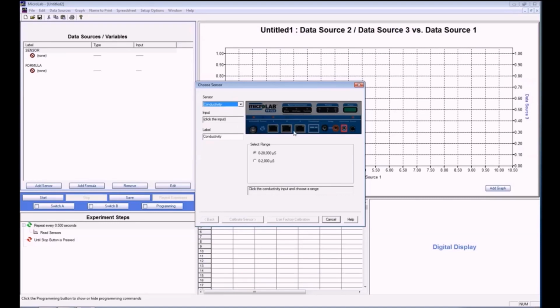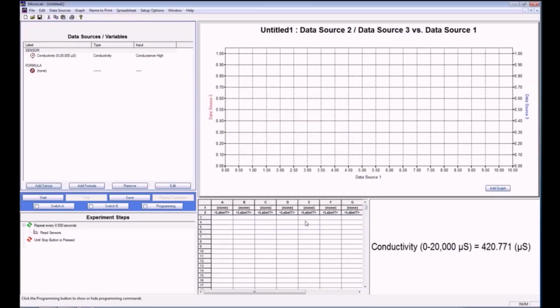In the display that shows the front of the microlab, we must also click on the conductivity icon. In this case, we want to click 0 to 20,000 microsiemens because that's the range in which we want to work. We want to use factory calibration, so we simply click on Use Factory Calibration. You'll notice that this shows us a conductivity measurement in this window here.